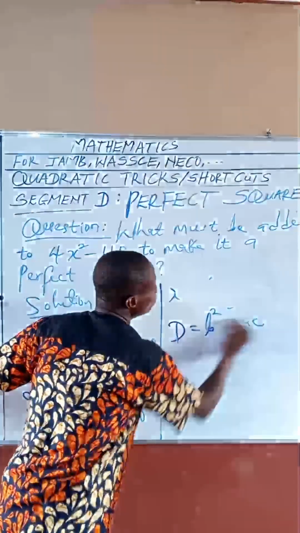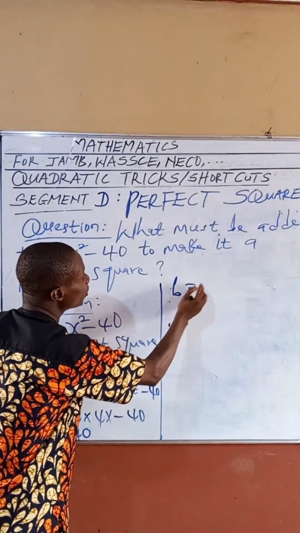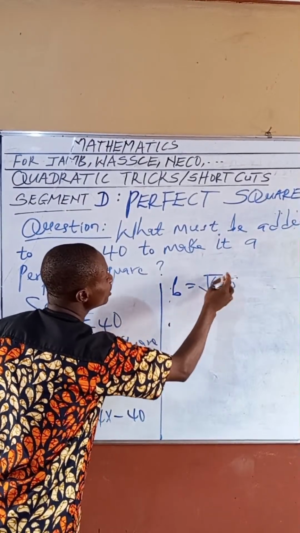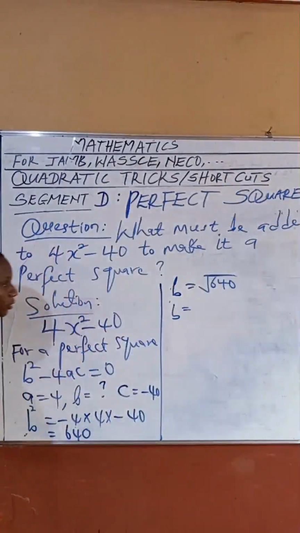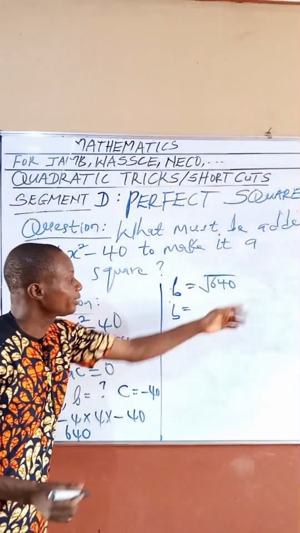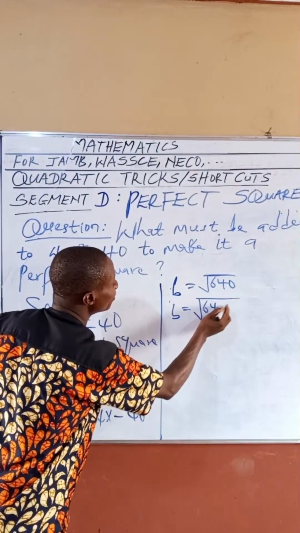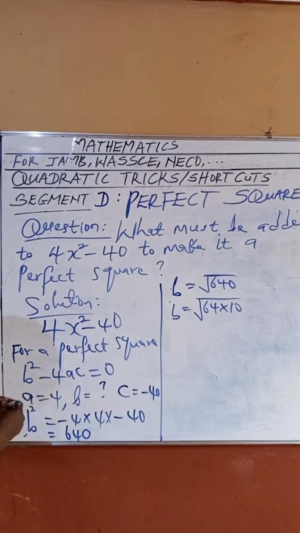So this is what we're now going to do. Look at what we do here. Just find the value. Take the square root of 640. B is equal to the square root of 640. So what is the square root of 640? Don't use decimals, please. You see, this is 64 times 10. Don't forget, this is 64 times 10.